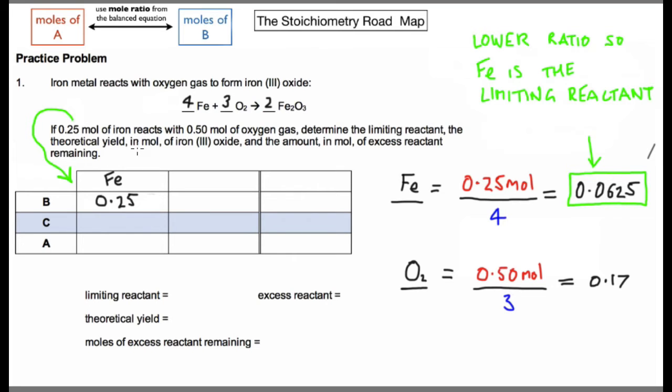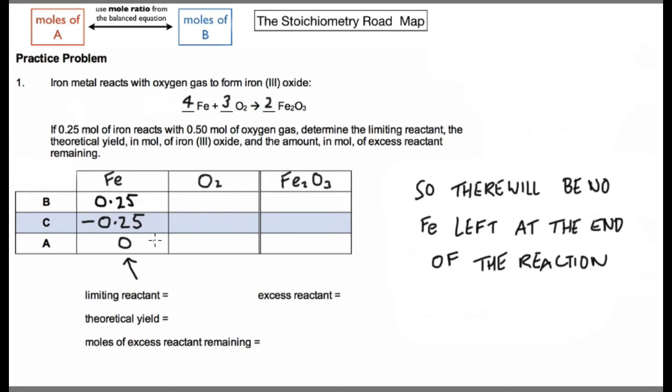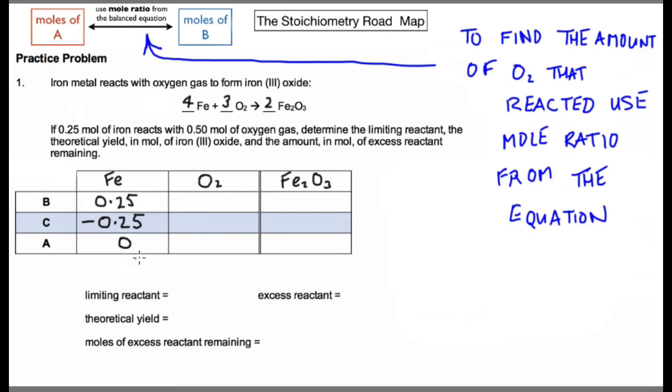So now we'll start putting things into our BCA table. We've got 0.25 moles of iron to begin with here, and all of it will react. Iron is limiting, so all of it will react. Therefore, the change in moles during the reaction will be 0.25 moles. And so we're going to get no iron remaining at the end of the reaction. To find the amount of oxygen reacted, we'll use the mole ratio from the equation.